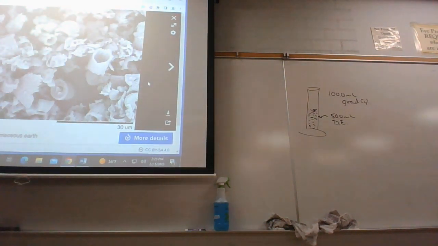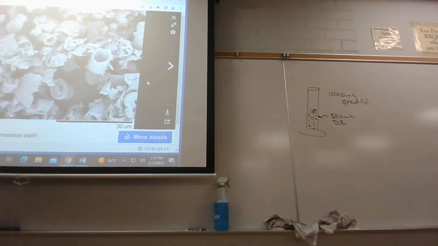This is made out of silica. Silica is like glass. And so if you spray hydrochloric acid on this, it doesn't dissolve. A lot of other shells are made up of carbonates, which would dissolve in acid. This does not dissolve in acid.